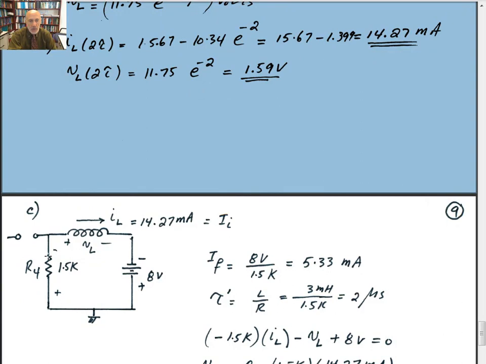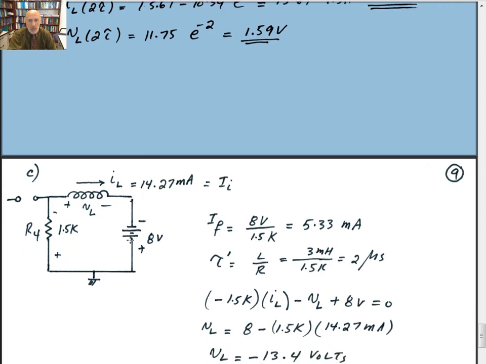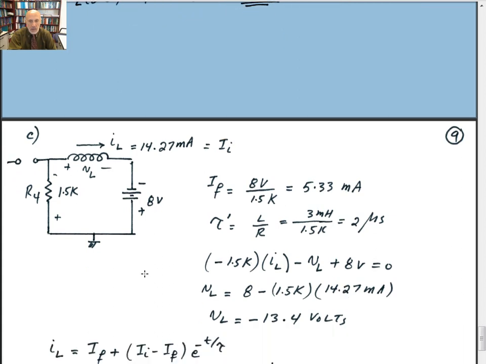Now the switch is open, then you only have this part of the circuit, 1.5K, with some initial current and initial voltage, an inductor, and 8 volts. So I final would be equal to 8 volts divided by 1.5K, which gives you 5.33 milliamps. That's the initial, that's the final. Time constant is now the inductance 3 millihenry divided by 1.5K. Now it's 2 microseconds. So as soon as you open the switch, you got this initial current. It's going to go around the loop.